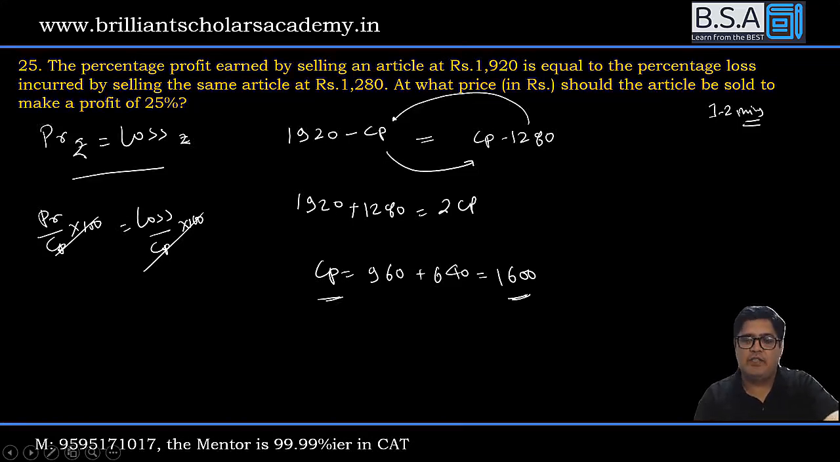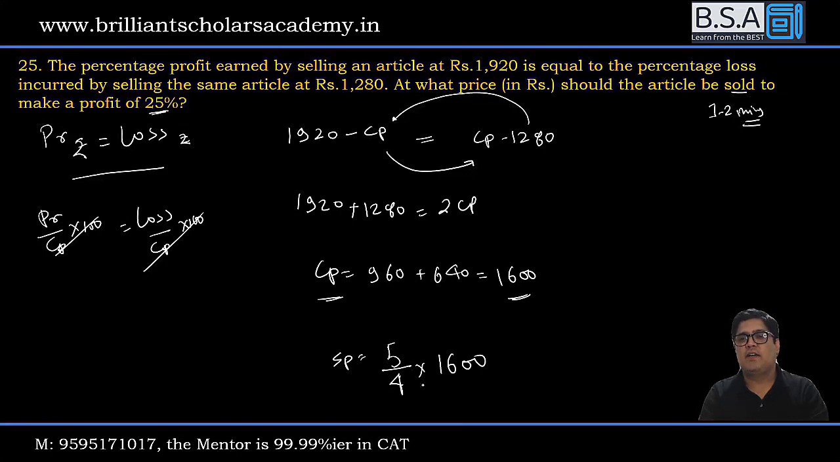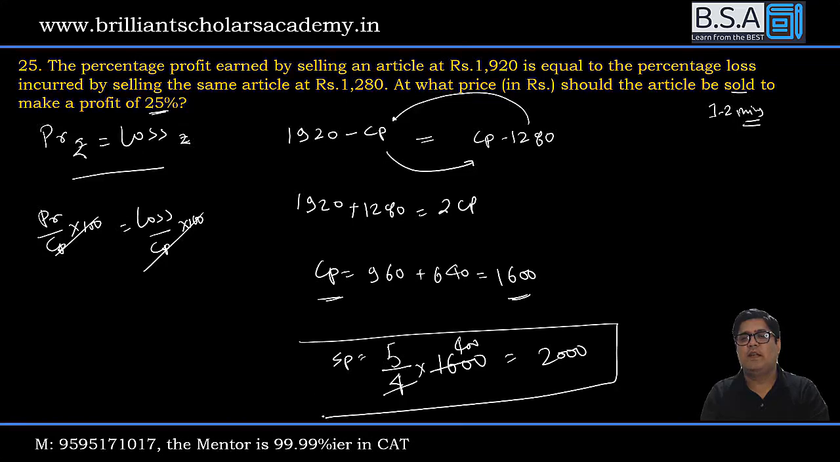Just verify my calculations. Another question is, at what price in rupees should the article be sold in order to make 25% profit? So we are saying the selling price is 25% more than the cost. 25% more is 5 by 4 into 1600. Now cancel this out, cancel this out. It should be 2000 rupees. The selling price should be 2000 rupees if you want to make a profit of 25%.